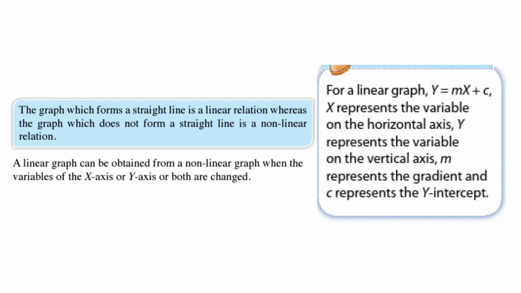For a linear graph, big Y equals m big X plus c. X represents a variable on the horizontal axis. Y represents a variable on the vertical axis. M represents the gradient and C represents the y-intercept.